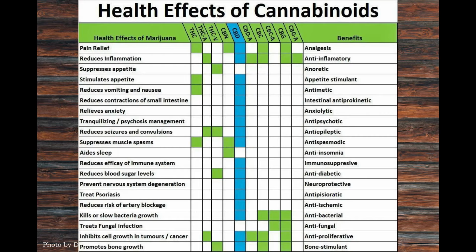So THCA doesn't even show that it's good for pain relief. THC is good for pain relief. CBD is good for pain relief. None of the acids show that they are good for pain relief. I'll let you look at this chart and see very closely how these are so interacted together. These are the things that each of these have been known or have been shown to help.